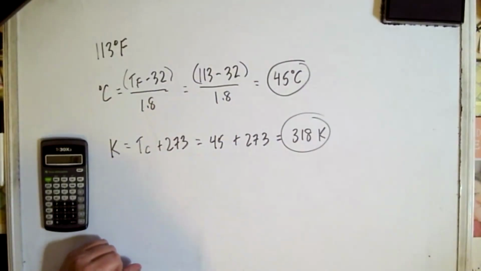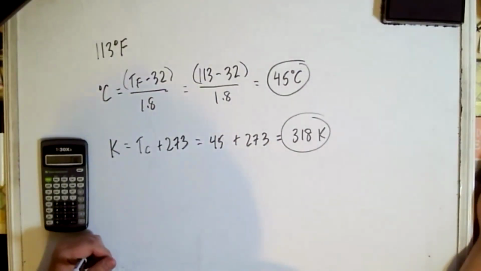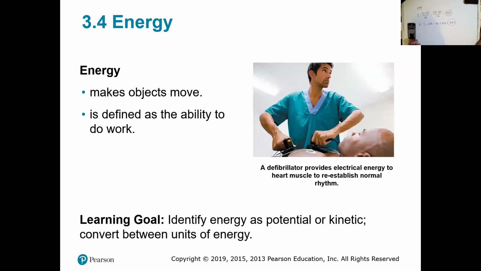All right. The next section talks about energy. So let's look at a few of these slides. For some of our definitions, the definition of energy is the ability for an object to do work. Energy is what's going to make objects move. It's also going to be what fuels things like the chemical and physical changes that happen.